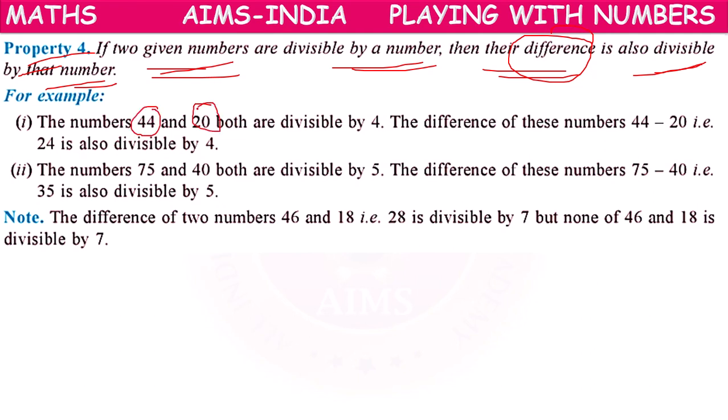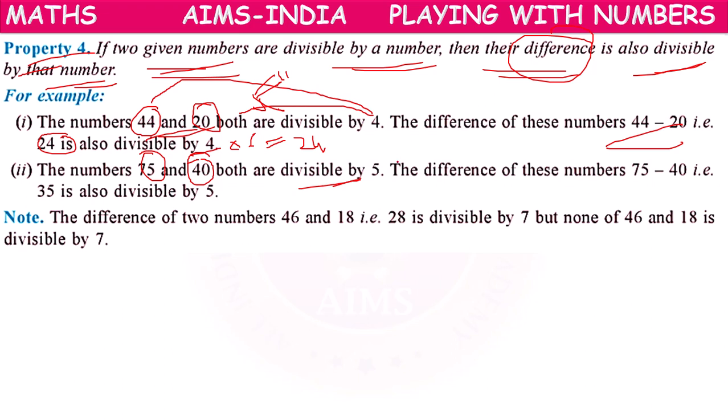So 44 and 20 are divisible by 4, because 4 times 11 is 44, 4 times 5 is 20. What is the difference? 44 minus 20 is 24, also divisible by 4, because 4 times 6 is 24. Next, 75 and 40. Both are divisible by 5, because 5 times 15 is 75, 5 times 8 is 40. The difference, 75 minus 40, is 35. It is also divisible by 5, because 5 times 7 is 35.